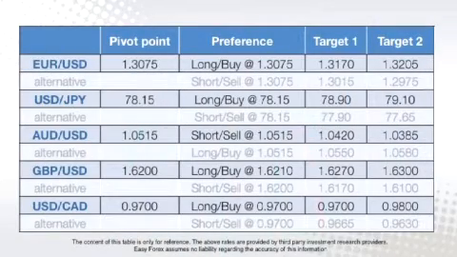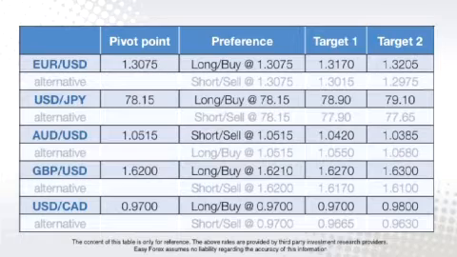The euro-dollar pivot points at 130.75 with a preference to enter into long positions at 130.75. The dollar-yen pivot points at 78.15 with a preference to enter into long positions at 78.15. The Aussie dollar pivot point is at 105.15 with a preference to enter into short positions at 105.15. The sterling dollar pivot point is at 162 with a preference to enter into long positions at 162.10. And the dollar CAD pivot point is at 0.97 with a preference to enter into long positions at 0.97.